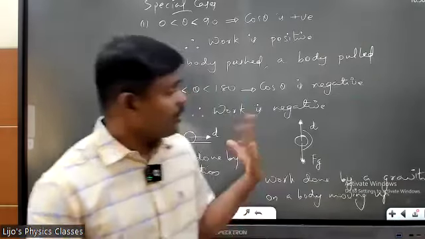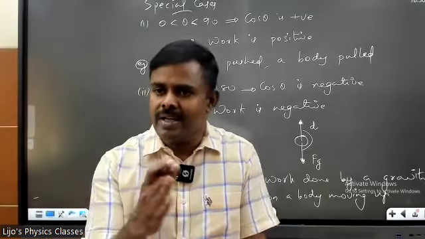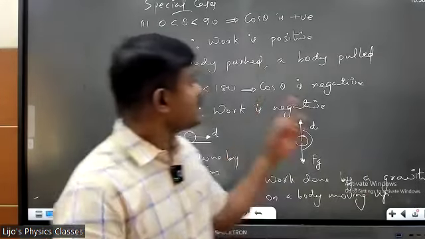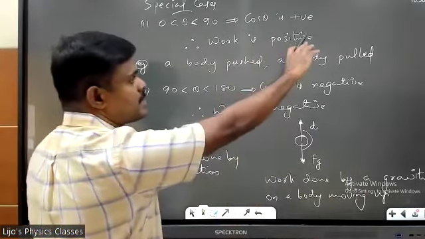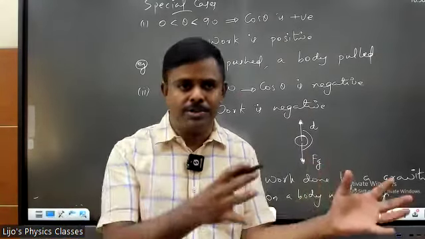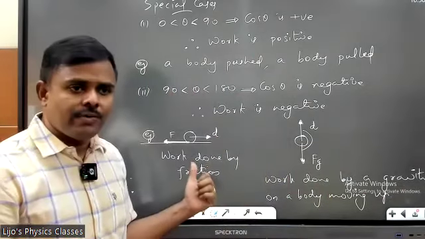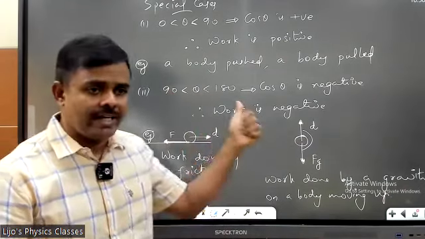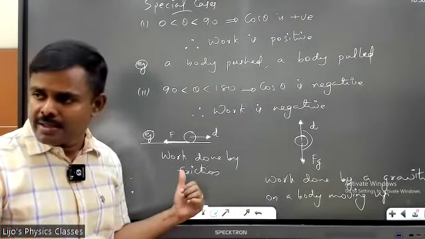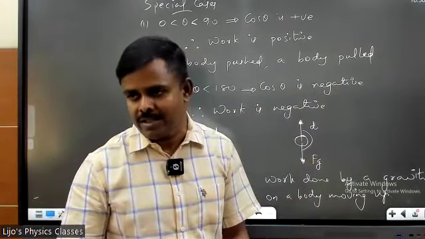Then we learned about different cases. Theta can be between 0 and 90, between 90 and 180, and exactly 90. When theta is acute, cos theta is positive, so work done will be positive. Regular cases, body pushed, body pulled, all those cases, work done is positive. And work done is negative when theta is between 90 and 180, obtuse angles. Work done by friction, work done by gravity on a body moving up, all these cases, theta will be 180.